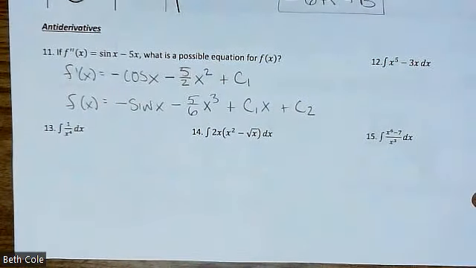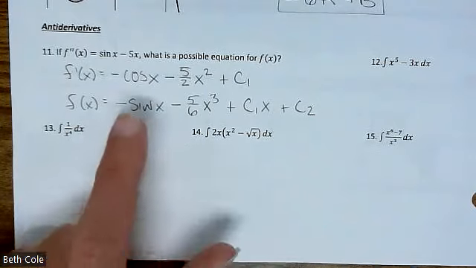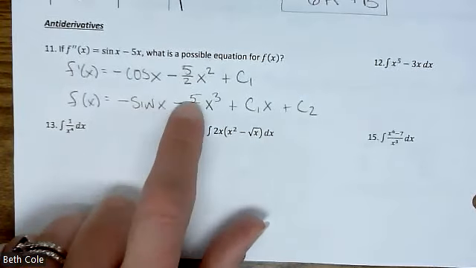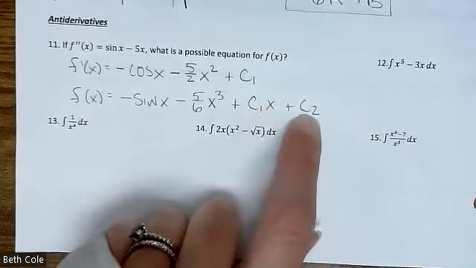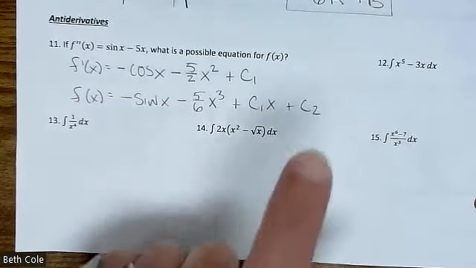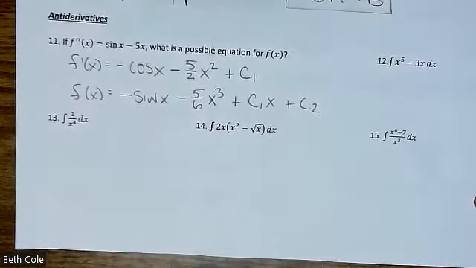Now, as a heads up, because I can't remember how they wrote this on the multiple choice, they can make up whatever numbers they want for C1 and C2. So if one of the answer choices says negative sine x minus 5/6 x cubed plus 3x plus 7, that's the answer. Do you get what I'm saying? They can put whatever numbers they want in for that. I'm just letting you know.